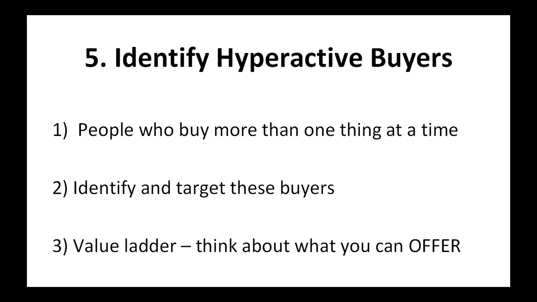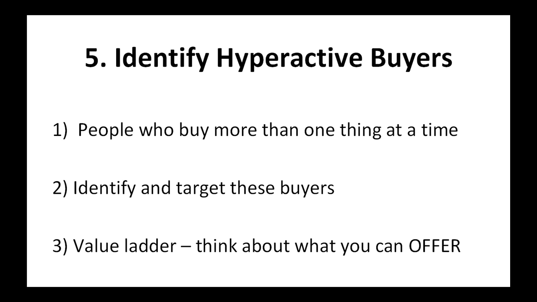After you've identified the buyers, you want to identify the hyperactive buyers. From the term hyperactive, I'm sure you know what it means. Don't you love hyperactive buyers? I'm sure you do. So you have to identify these kinds of buyers as quickly as possible. You don't want to lose this opportunity to attract such buyers. These are the people who are in some kind of pain and are willing to buy more than one thing at a time to alleviate that pain.